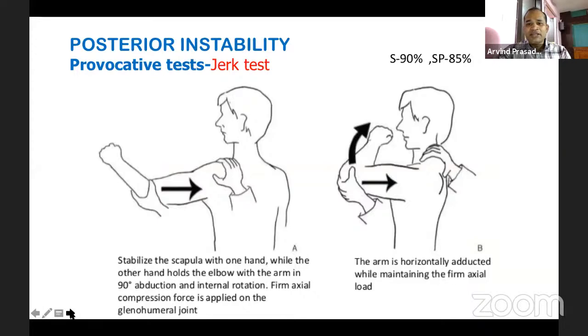Again, another provocative test is the jerk test. This is for posterior instability. This is very important, particularly in throwers and those who have a posterior labrum tear, in which the shoulder joint should be stabilized with one hand, at 90 degrees of abduction and internal rotation. Axial force should be applied, and look for any posterior-inferior subluxation. The posterior provocative jerk test has very high sensitivity and specificity.